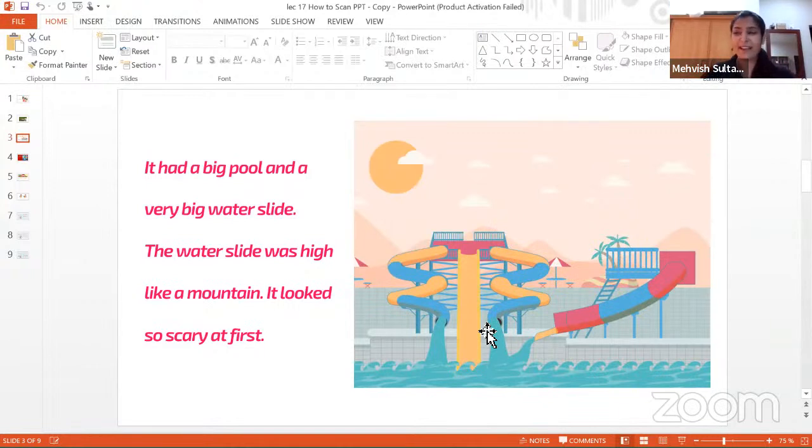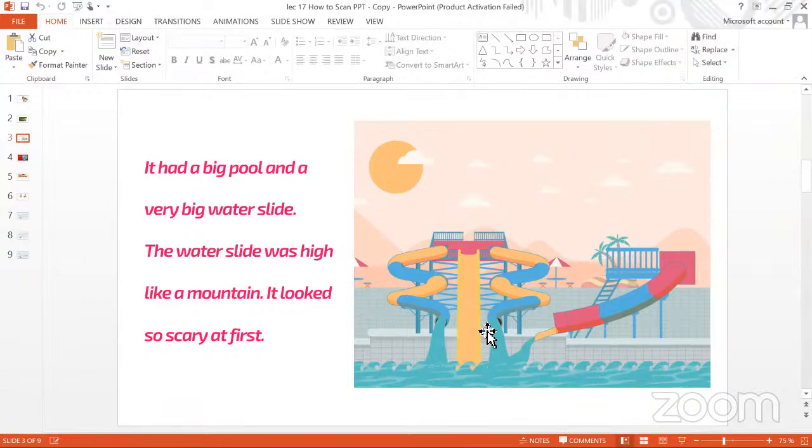So hear me out. It had a big pool and a very big water slide. The water slide was high, like a mountain. It looked so scary at first. Can you try?